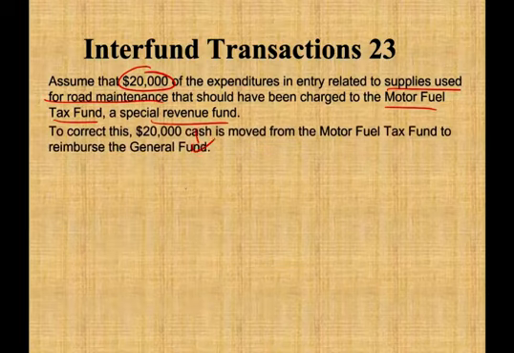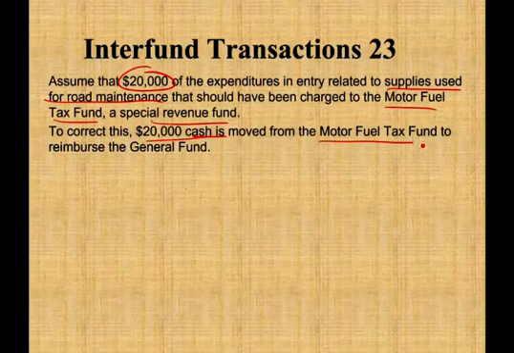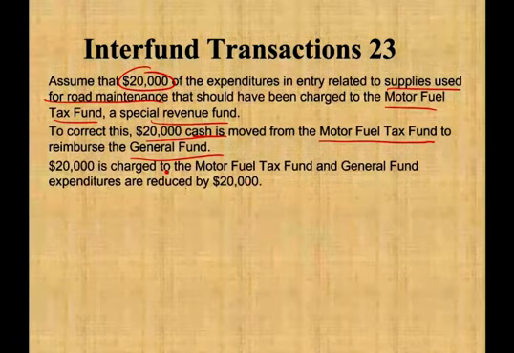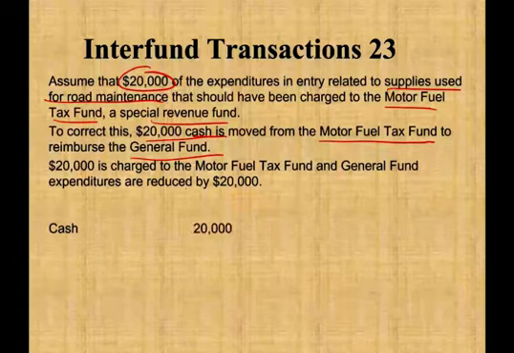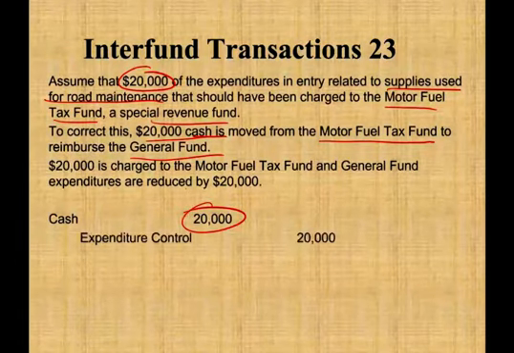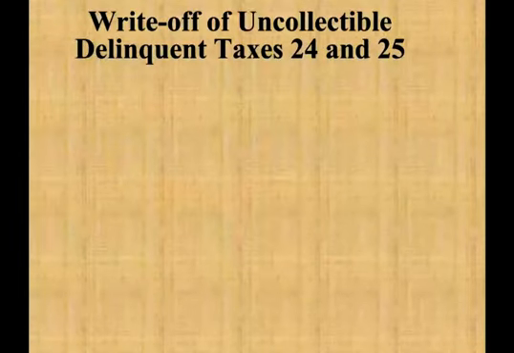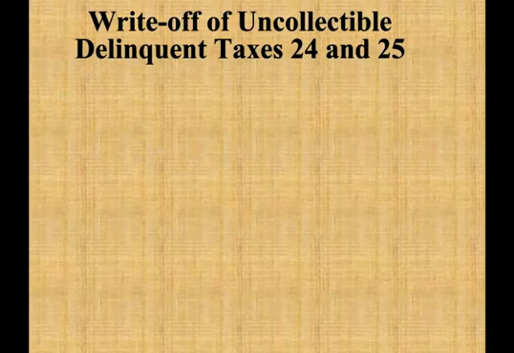Okay, to correct this, $20,000 cash is moved from the motor fuel tax fund to reimburse the general fund. Basically, they have to pay us back $20,000 because we paid that $20,000. They should have paid it, so they have to pay us back. So $20,000 is charged to the motor fuel fund, and the general fund expenditure is reduced by $20,000. So we're going to get the cash back, debit the cash, and credit the expenditure, because that wasn't our expenditure in the first place. Okay. So this is, again, in a sense, a mistake. So we took care of that. We asked them for $20,000 and they paid us.